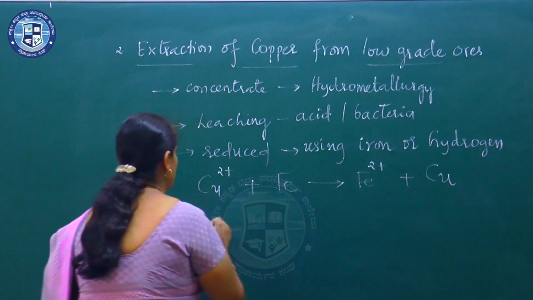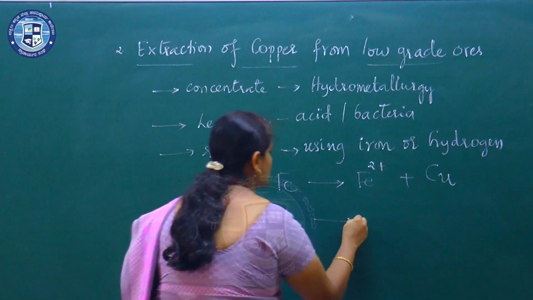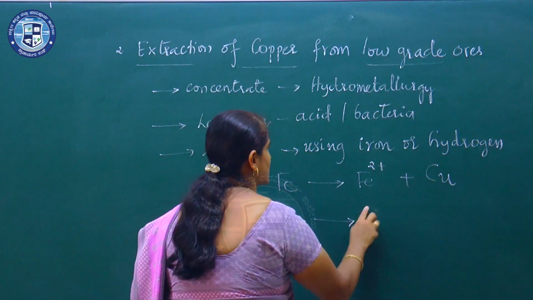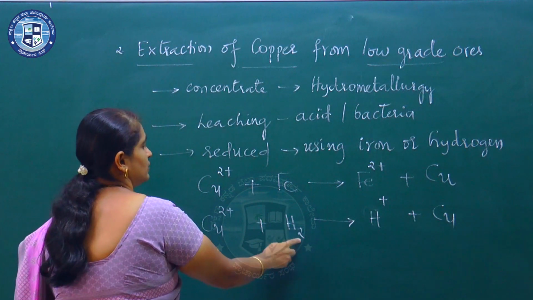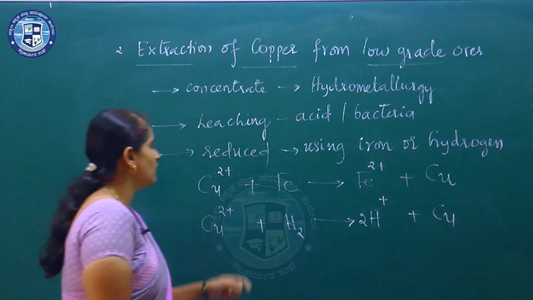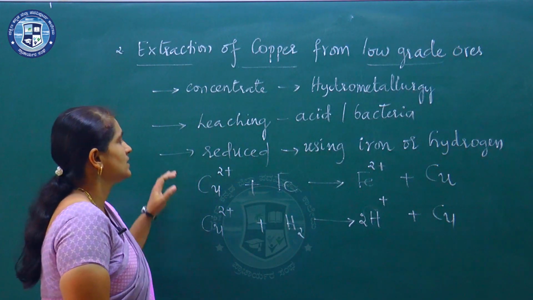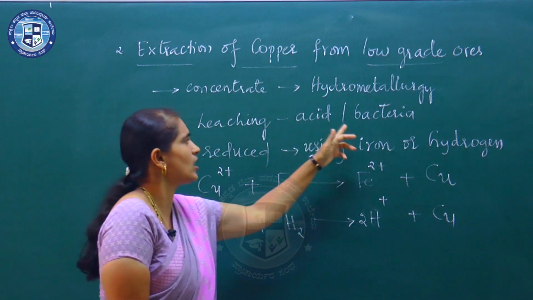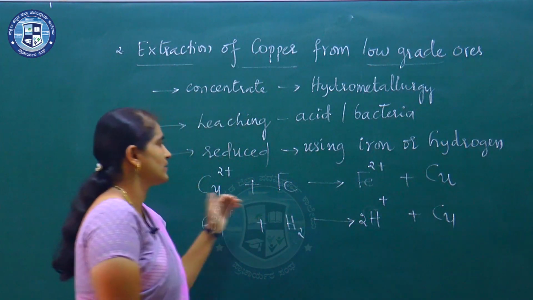Instead of using iron, you can also take hydrogen, that is H2 or dihydrogen. In this case also, copper 2 plus will come out as copper, and hydrogen as H plus. So we have to balance. I have 2 hydrogen here and I have 2 H plus. This is how we generally extract copper from low grade ores or scrap material. It is generally concentrated by hydrometallurgy, followed by leaching with the action of acid or bacteria, and finally it is reduced by taking iron or hydrogen, and the equations are something as such.